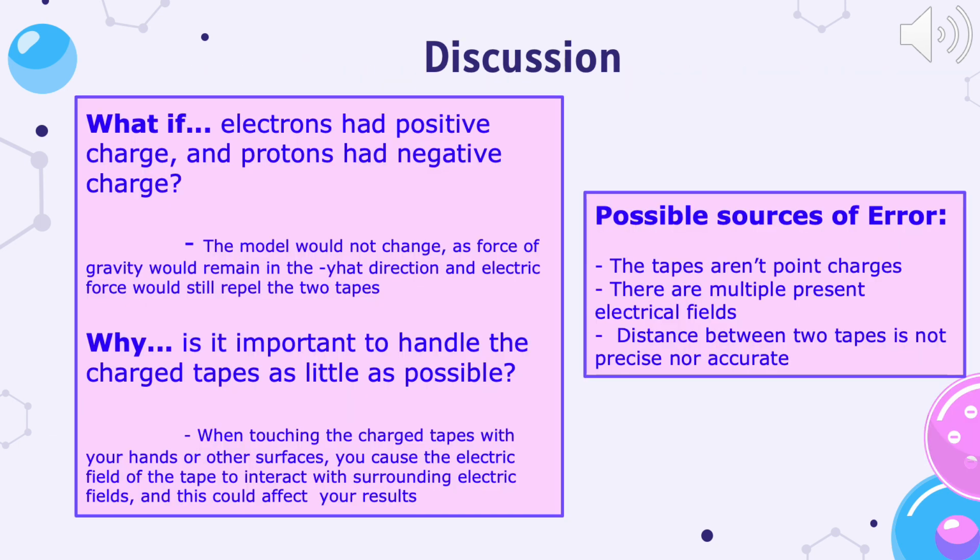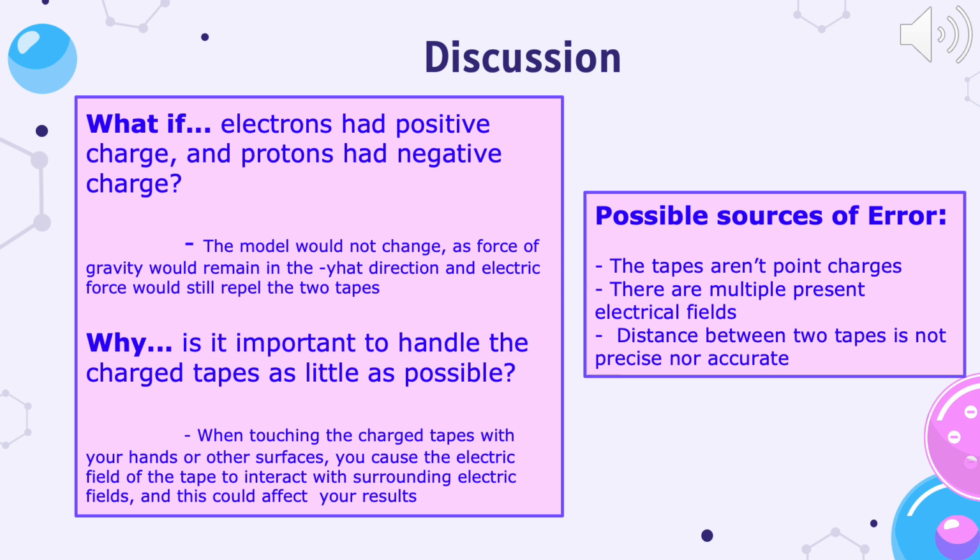Now let's discuss. What if electrons had a positive charge and protons had a negative charge? Well, in this case, our model would not change, as the force of gravity would still remain in the negative y-hat direction regardless of charge, and the electric force between the two would still repel, considering that the charged tapes would now both be negative.